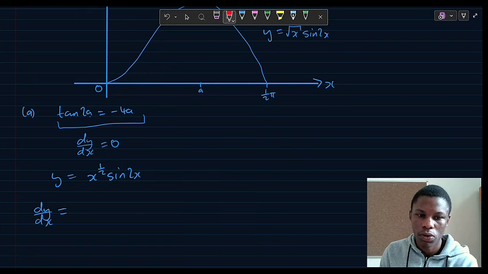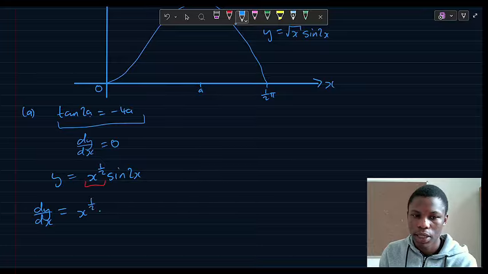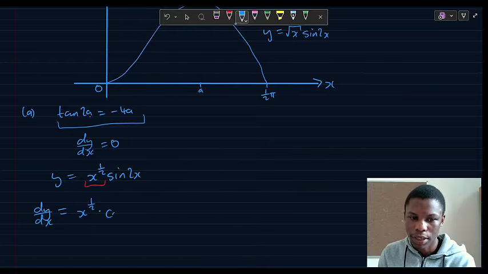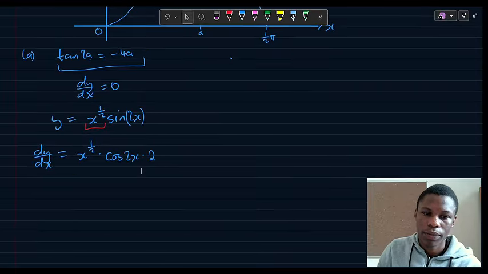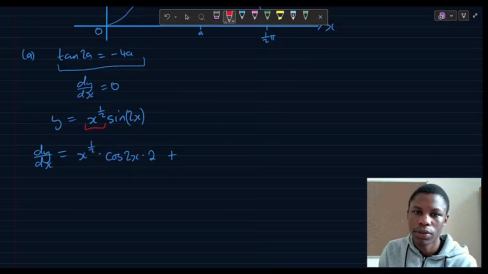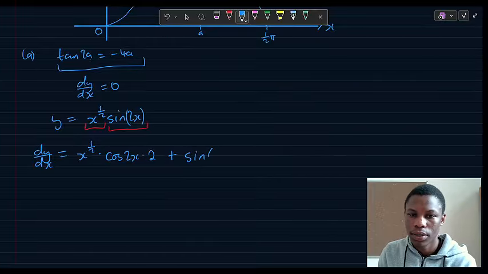So first, hold the x to the half and differentiate sine 2x. To differentiate sine 2x, first differentiate the outer function, which is sine. You're going to get cosine of 2x. Then differentiate the inner function, which is the 2x, so that means you multiply by 2. And now we're going to hold the sine 2x and differentiate the other function. So hold sine 2x, differentiate x to the half. Bring down the half, you get half x. Subtract 1 from the power, you get negative half.